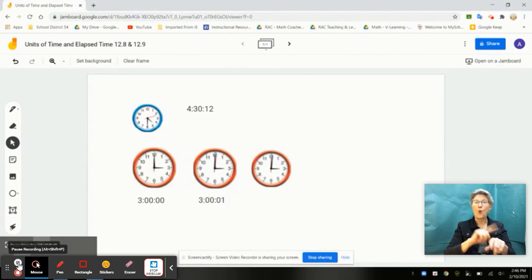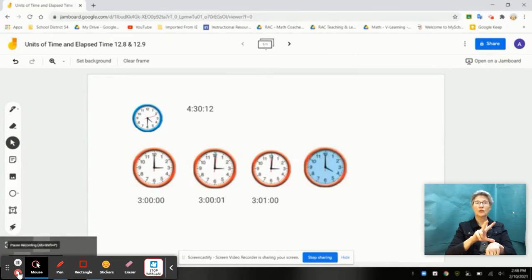1 minute or 60 seconds elapses. The second hand has made a full turn clockwise. The time is now 3:01. Or 1 minute after 3. 1 hour or 60 minutes elapses. The minute hand has made a full turn clockwise. The time is now 4 o'clock.